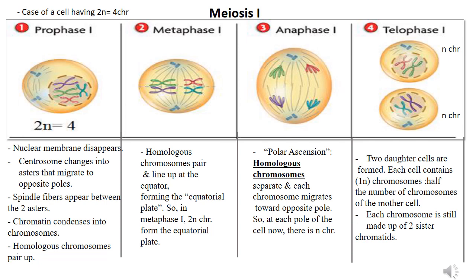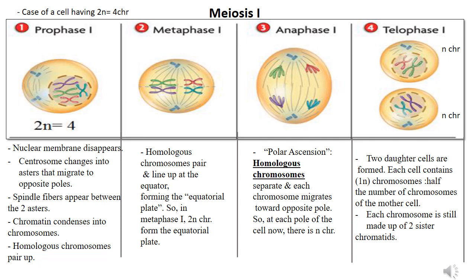So in metaphase 1, we don't have, like in mitosis, every chromosome alone on a single spindle fiber, gathering all of them in the center of the cell. No, in metaphase 1 of meiosis 1, every 2 homologous chromosomes pair up and line up in the center of the cell, forming with the other chromosomes the equatorial plate. We always have 2N chromosomes in metaphase 1. Let's move to anaphase 1.